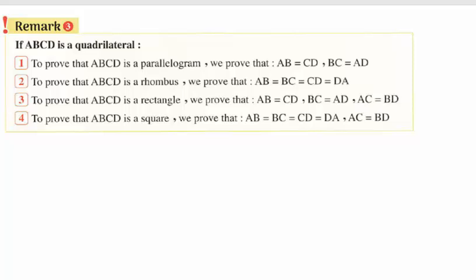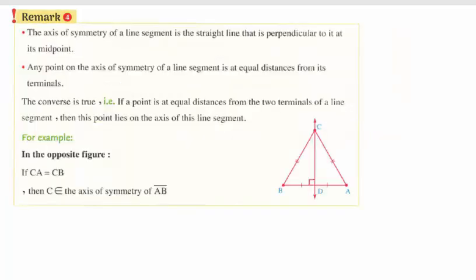Let's move to the next point. Remark number 4. The axis of symmetry of a line segment is the perpendicular bisector of the line, a straight line which is perpendicular at its midpoint. As we studied before, any point that lies on the axis of symmetry of a line segment is at equal distance from its two terminals. So, to prove that C lies on the axis of symmetry of AB, you should prove that the distance between A and C equals the distance between C and B.